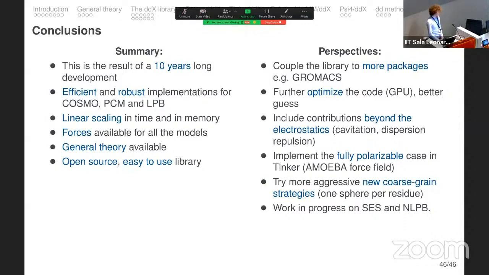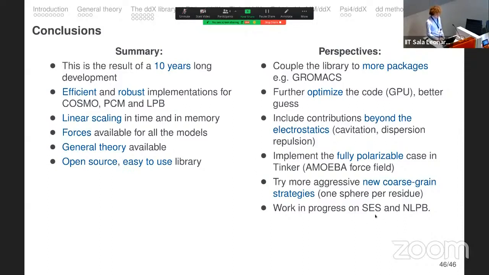Yep, we also want to tackle the fully polarizable case in Tinker, and the coarse grain was really a pilot trial. We didn't investigate it that much. I think we can go to even more aggressive strategies like putting one sphere per residue. We didn't implement the forces for the coarse grain because it was a little bit technical and boring work, but it's possible. So we can also try to do that. So it's possible to do molecular dynamic simulation within this coarse grain scheme.